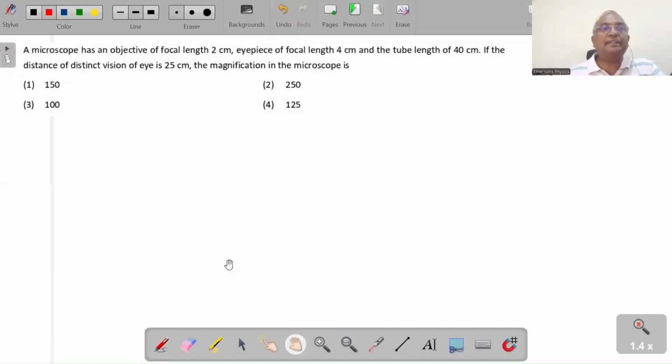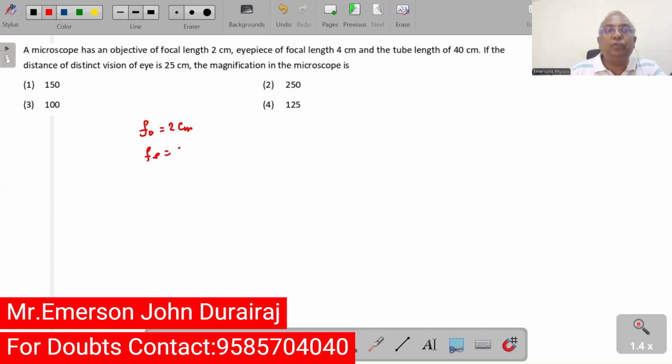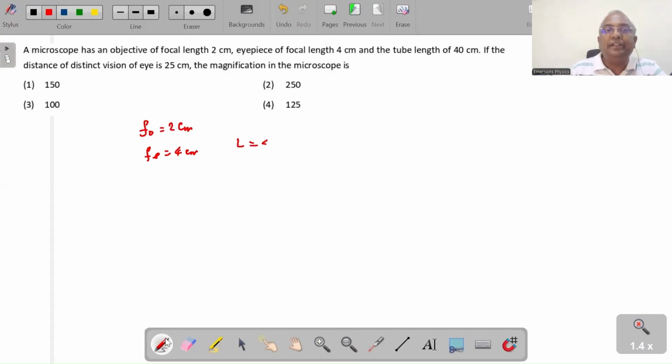A microscope has an objective of focal length 2 centimeter, and the focal length of the eyepiece is given as 4 centimeter, and the tube length of the microscope is given as 40 centimeter. If the distance of distinct vision capital D is 25 centimeter, find the magnification of the microscope.